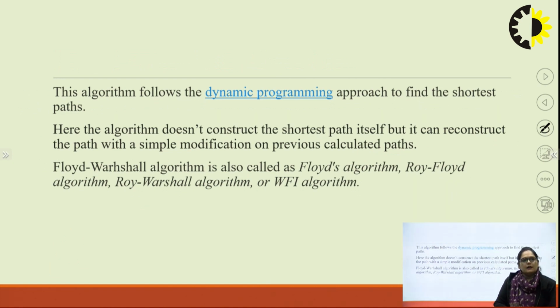So basically, the Floyd-Warshall algorithm follows the dynamic programming approach to find the shortest path for all pairs of vertices. Here, the algorithm doesn't construct the shortest path itself, but it can reconstruct the path with a simple modification on previously calculated paths. We will discuss it with an example in the further slides.